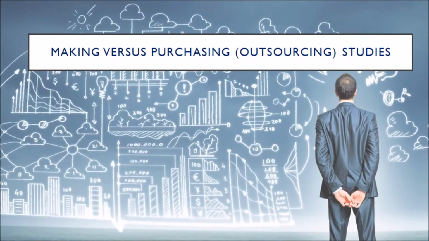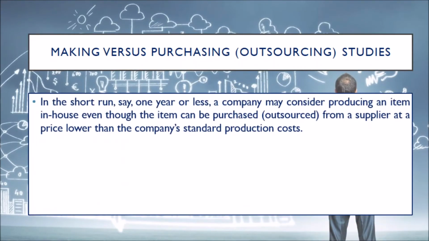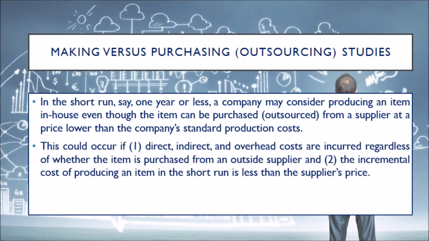Making versus purchasing studies. In the short run, say 1 year or less, a company may consider producing an item in-house even though the item can be purchased from a supplier at a price lower than the company's standard production costs. This could occur if direct, indirect, and overhead costs are incurred regardless of whether the item is purchased from an outside supplier, and the incremental cost of producing an item in the short run is less than the supplier's price.